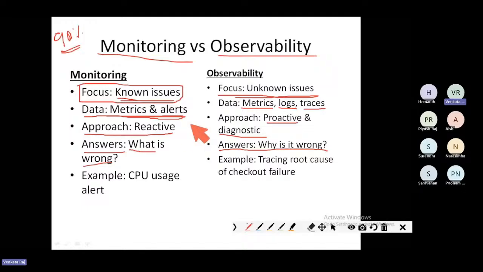So these are the differences basically between monitoring and observability. Any questions, anyone?